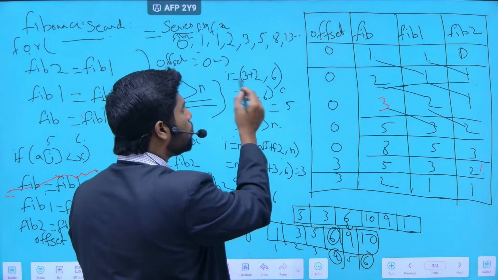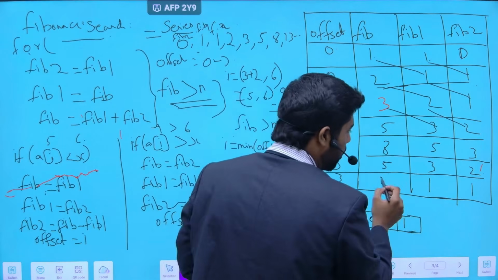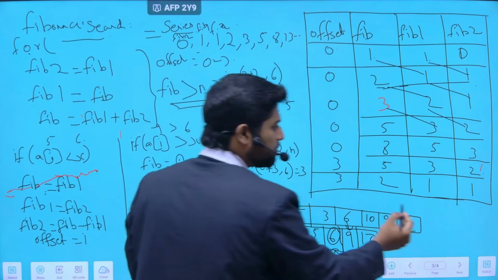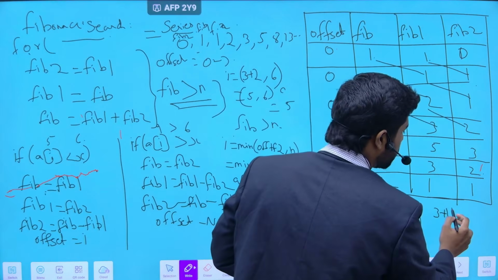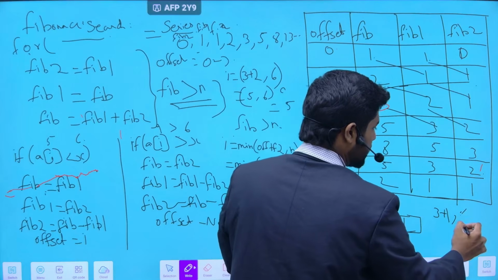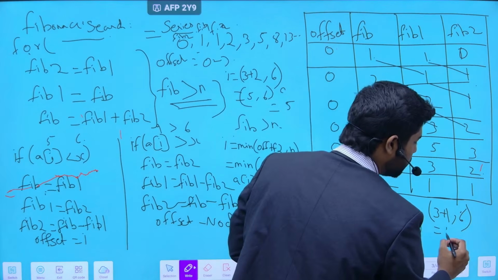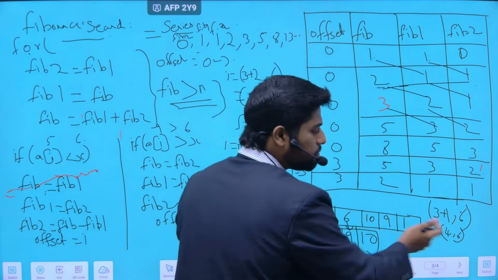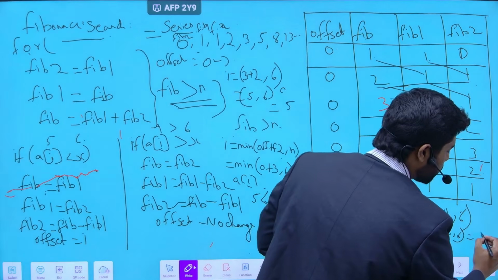Now again go on with I. I equal to minimum of, what is offset? 3 plus fib 2 is 4, comma what is n? 6. So which is equal to 4 comma 6. Among this, which is minimum? 4.